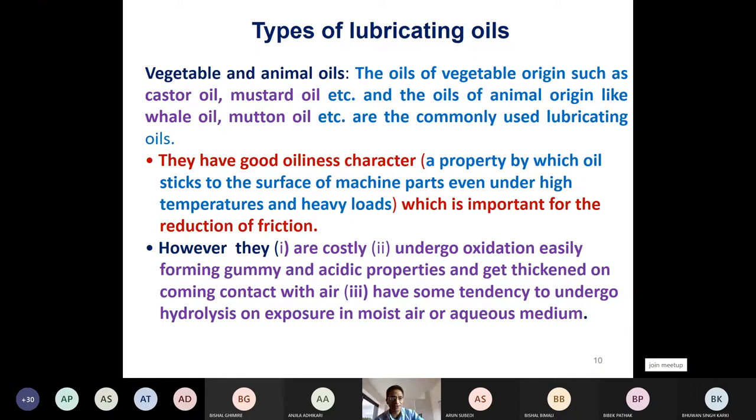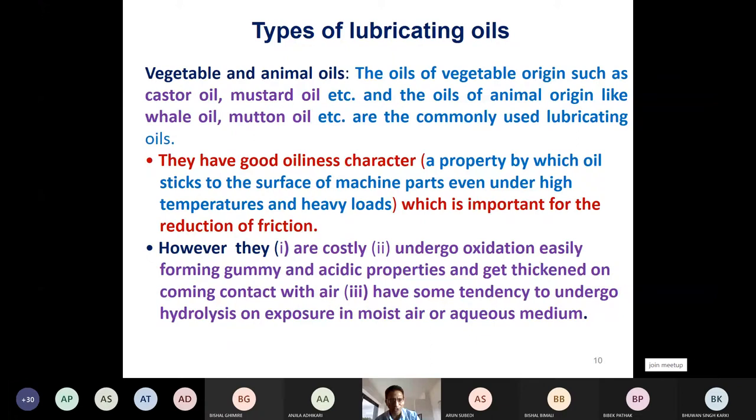However, animal and vegetable oils are costly, undergo oxidation easily, forming gummy and acidic properties, and get thickened on coming in contact with air. They also have some tendency to undergo hydrolysis on exposure to moist air or aqueous conditions. So they are costly, and they are not stable at ordinary conditions. So they should be modified.